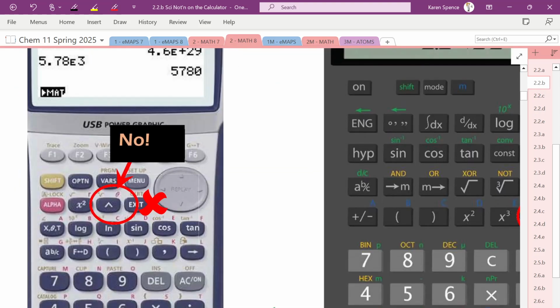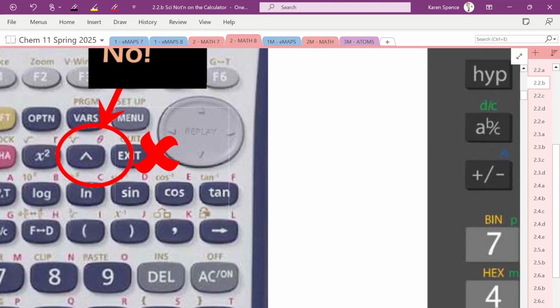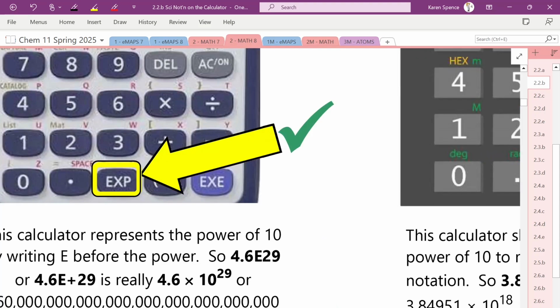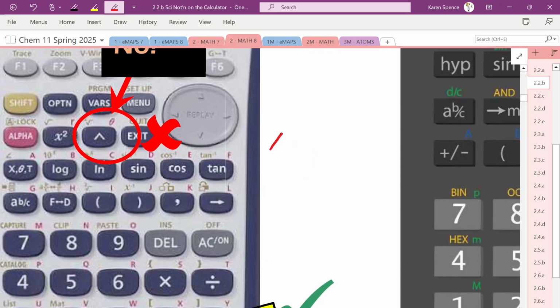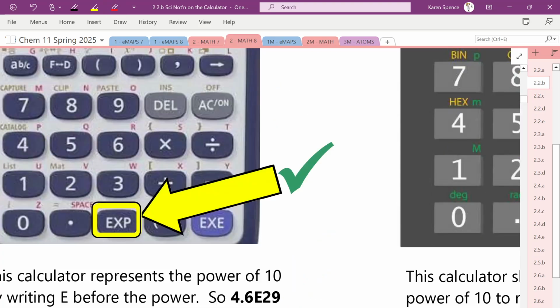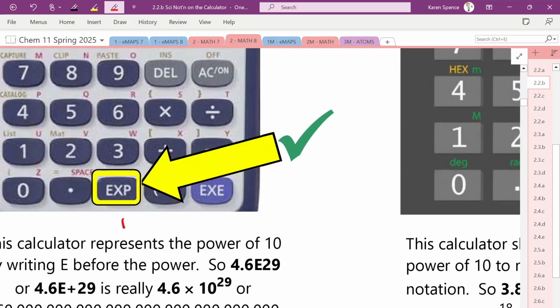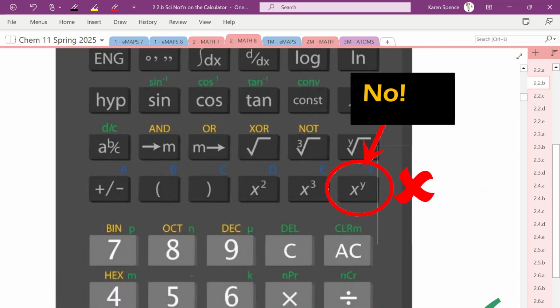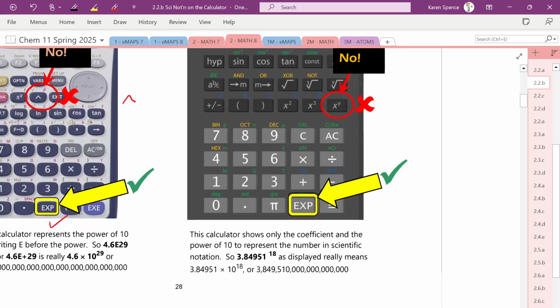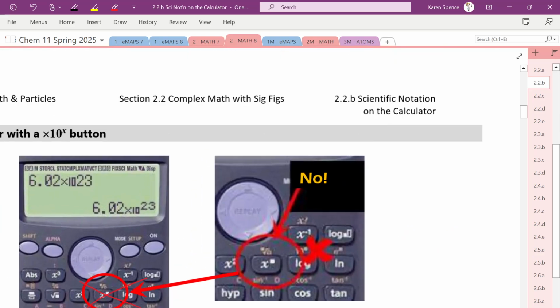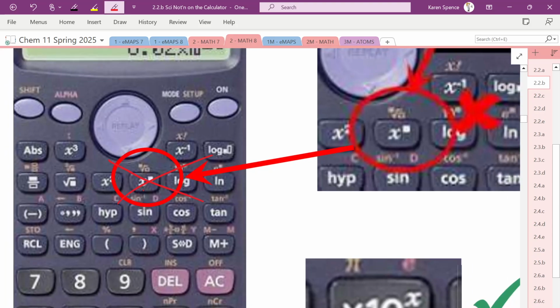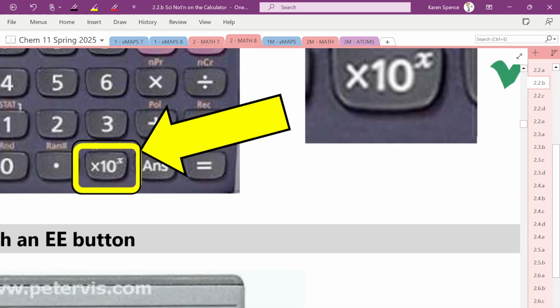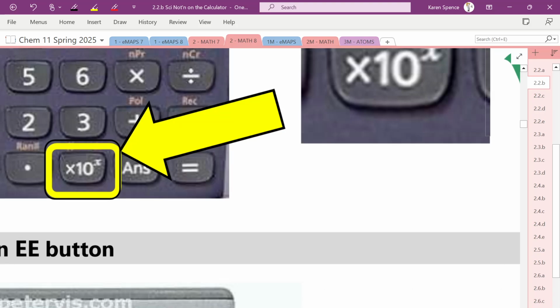So here are some things. No, do not use the caret. That's what this thing's called. It's called a caret. Yes, use the EXP button. Yes, use EXP, no x to the y. Do not use the x with the little box at the top. No. Times 10 to the x? Yes.